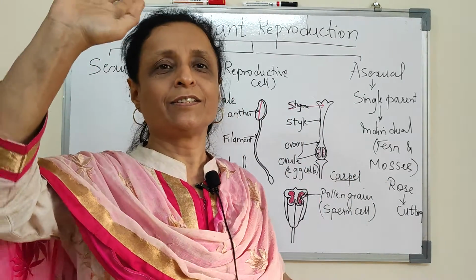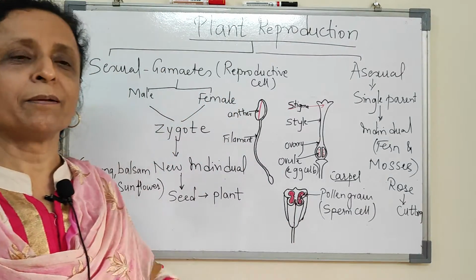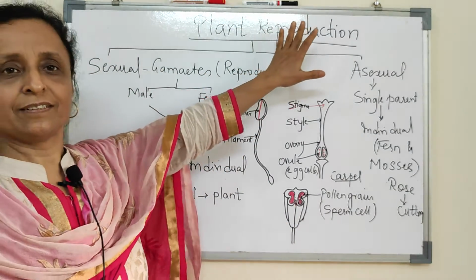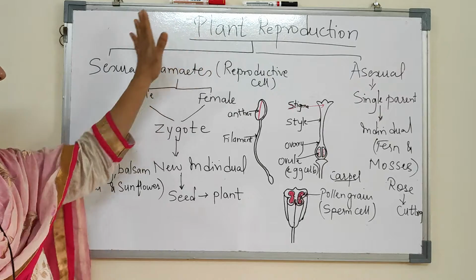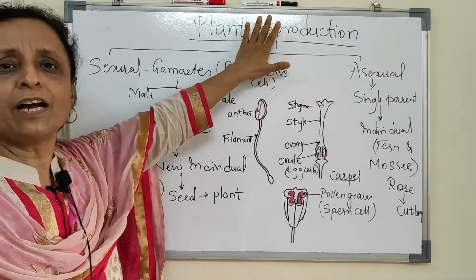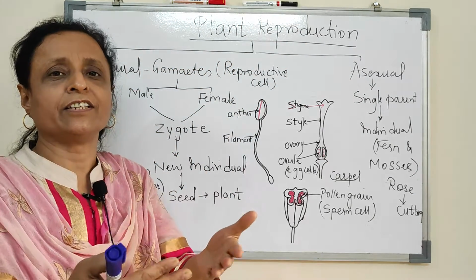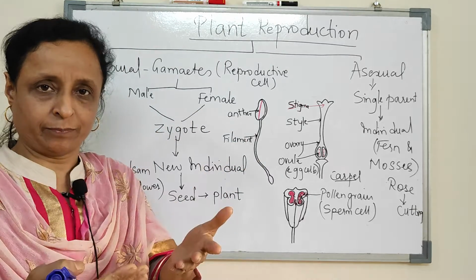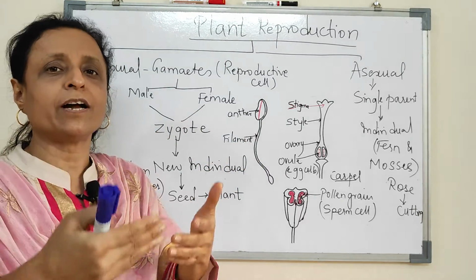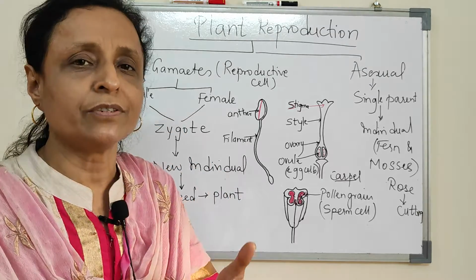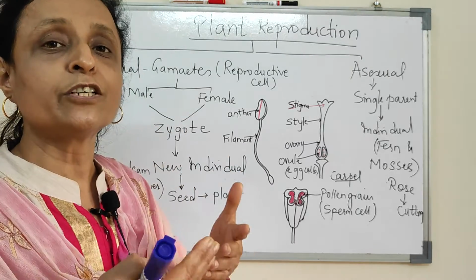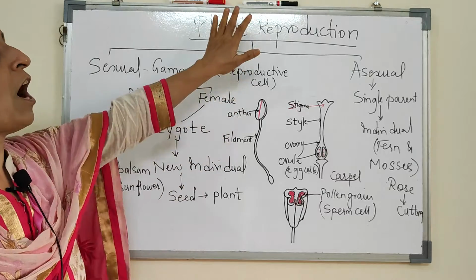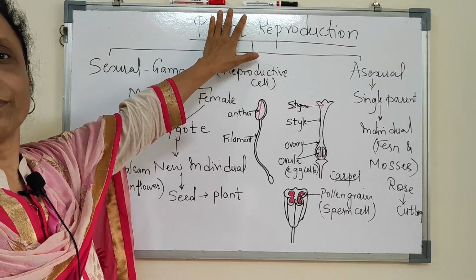Hello students, today we are going to study plant reproduction. Plant reproduction. Now, reproduction is regeneration, giving rise to young ones which are similar to you. So, reproduction is giving rise to individuals which are similar to you. So, how do the plants carry out reproduction?